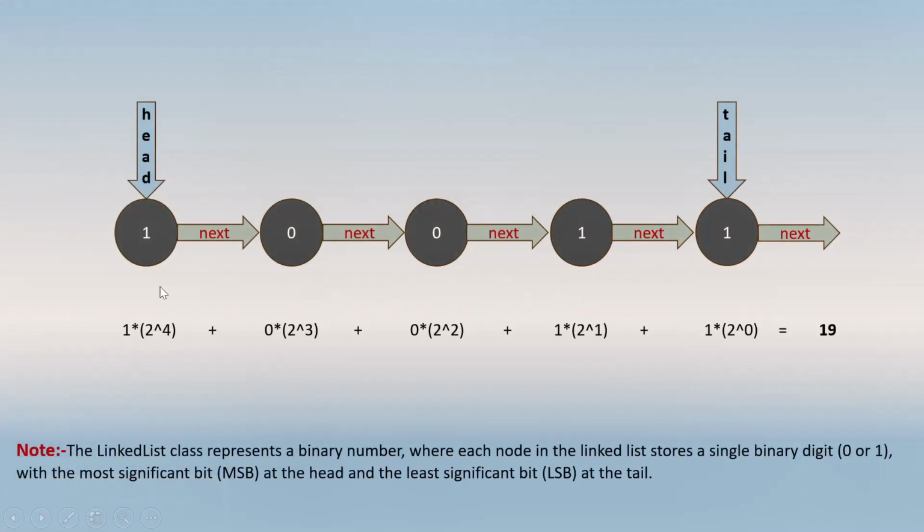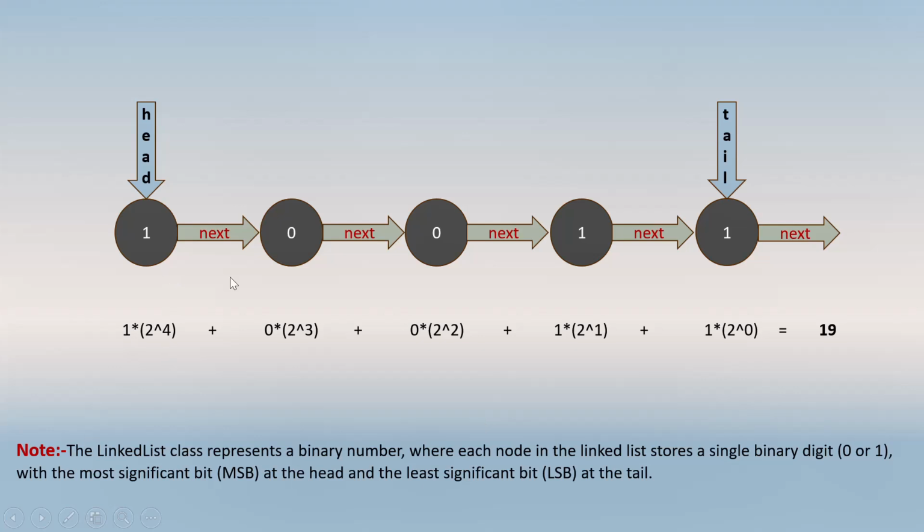If you observe this linked list, we have a total of 5 nodes, and according to this problem, this linked list represents a binary number where each node stores a single binary digit, 0 or 1, with the most significant bit at the head and the least significant bit at the tail. So this problem is covering 3 points.